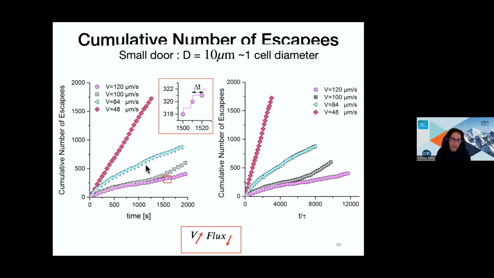And already here you see a strange behavior. This curve is the slowest cells. They're swimming at 48 microns per second on average here, and still they're exiting the constriction more often than the faster ones. So you can see an inversion here. The velocity increases, the flux is decreasing.